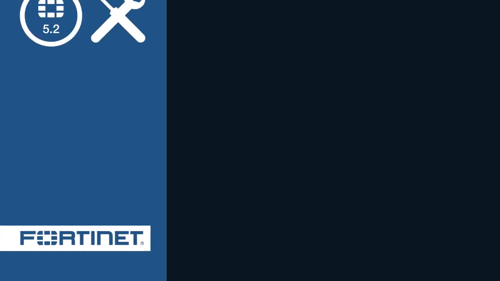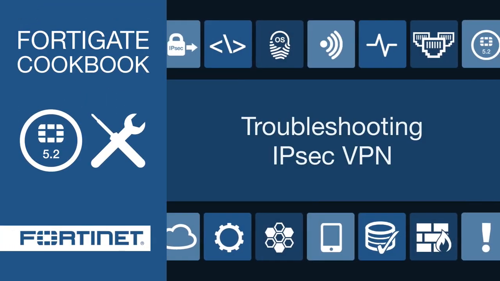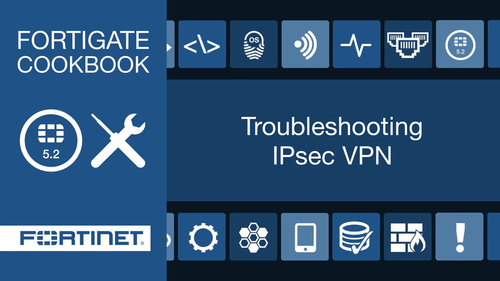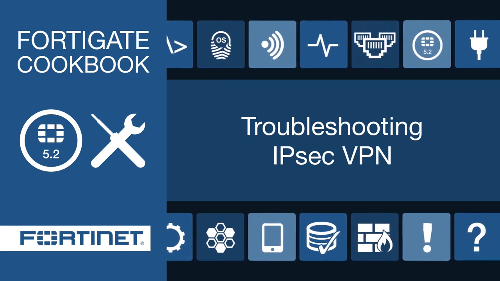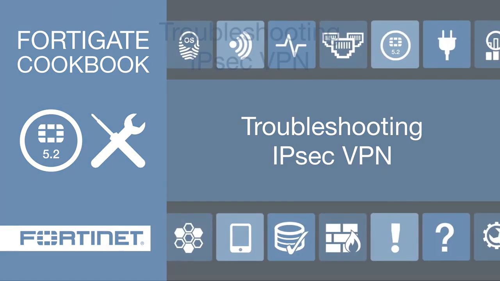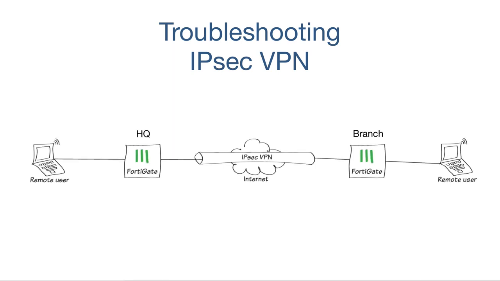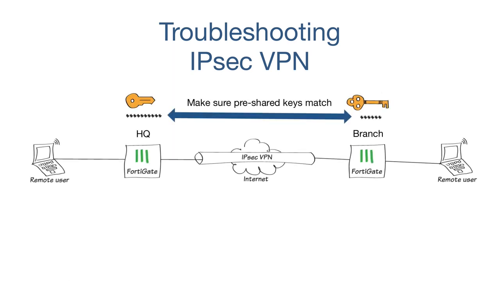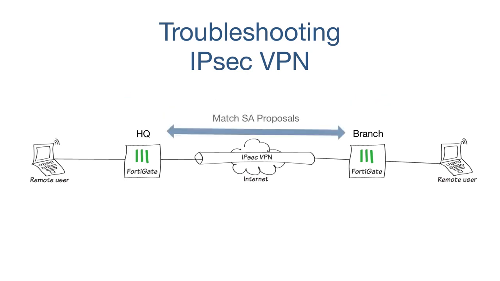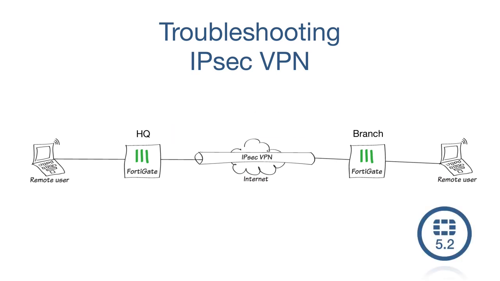In this video, you will learn how to troubleshoot a site-to-site IPsec VPN that provides transparent communication between a headquarters FortiGate and a branch office FortiGate. This video includes common pre-shared key issues, security association or SA proposal errors, quick mode selector issues, and more. This video was recorded on FortiOS 5.2.6, and although GUI paths may vary slightly, the CLI commands and troubleshooting tips are relevant for other builds.